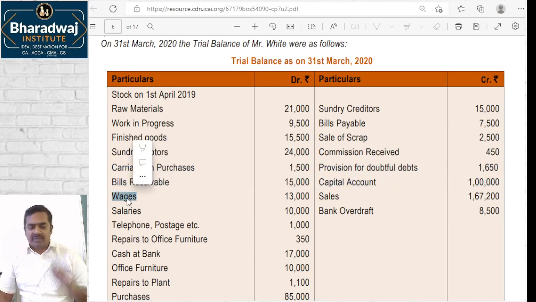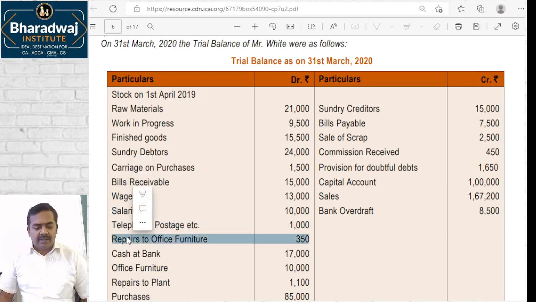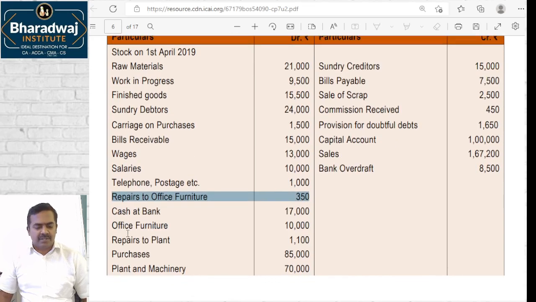Wages, manufacturing account. Salaries, P&L account. Telephone and postage, P&L account. The repairs to office furniture are not connected to production, so it will come in the P&L account. Cash at bank, balance sheet. Office furniture, balance sheet.